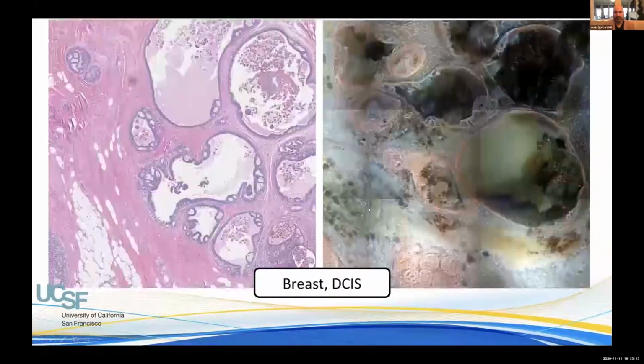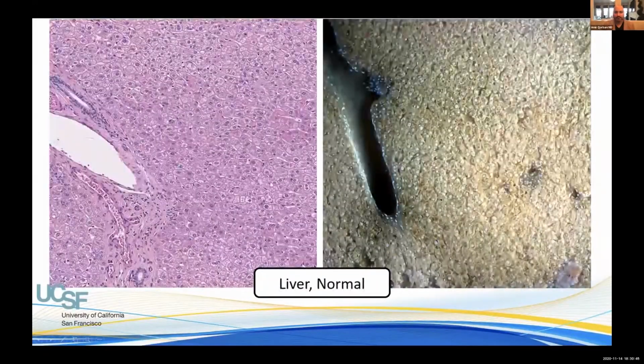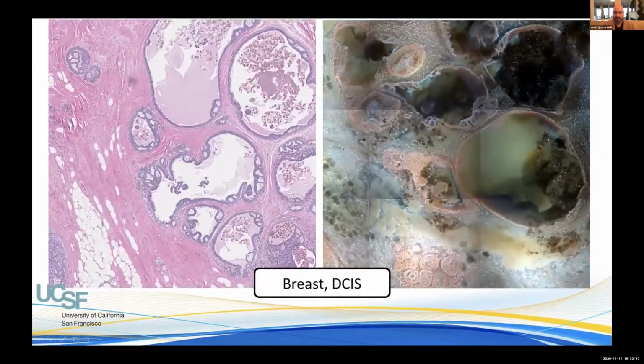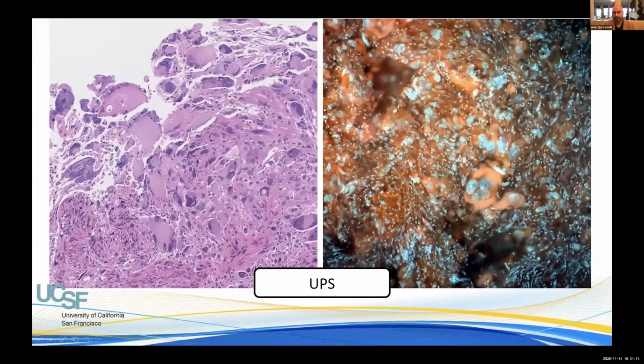And even with, for example, this one is DCIS, ductal carcinoma in situ. In DCIS, you have to see these bridges and then papillary extensions into the ducts. And here on the right side with the Muse, you can see it in the 3D structure. It's very easy to diagnose. And many examiners saw it as more powerful than H&E.